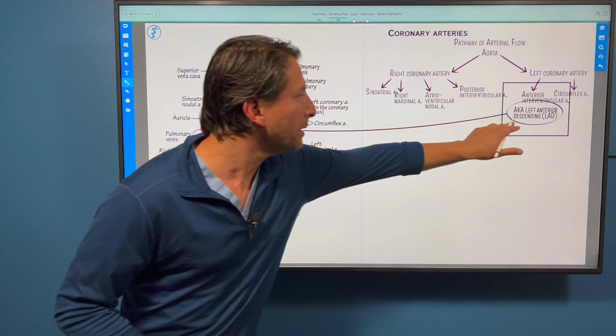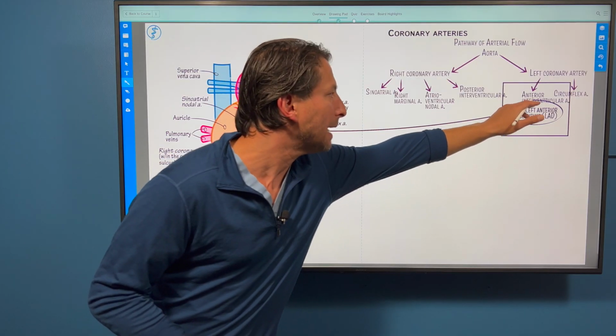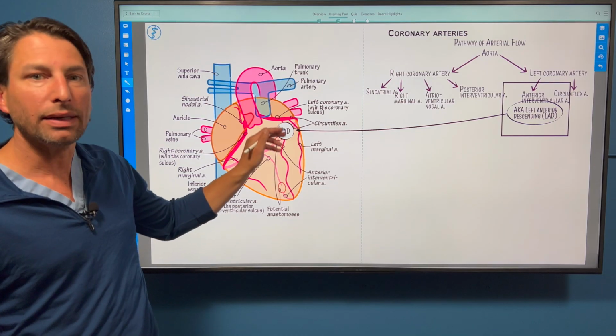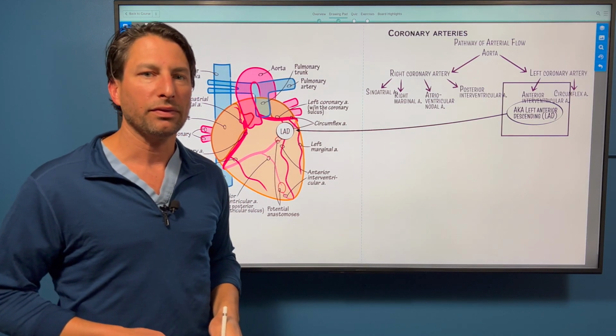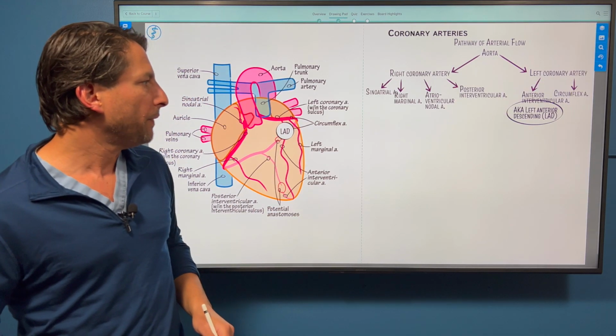We're just pointing out the left anterior descending, the LAD. Now this is also known as the anterior interventricular artery, and we're pointing it out here. This is the LAD here. Very important one in myocardial infarction because it's such a key supplier of the heart.